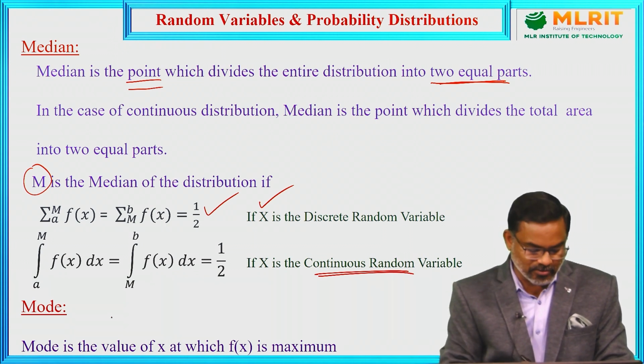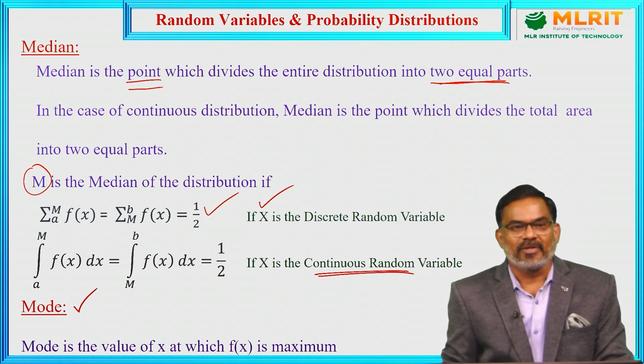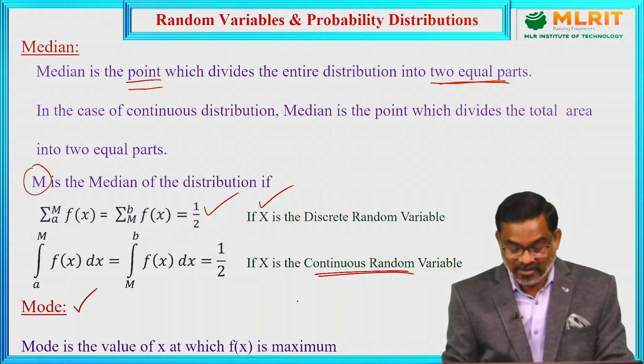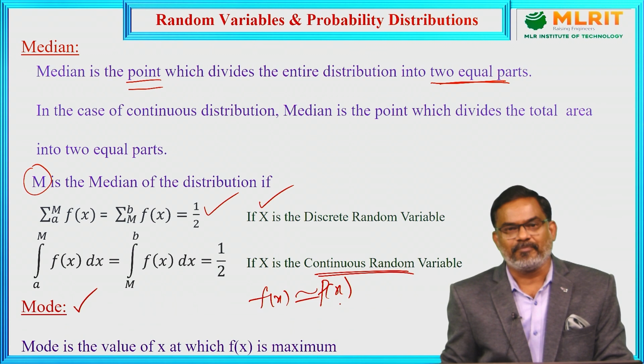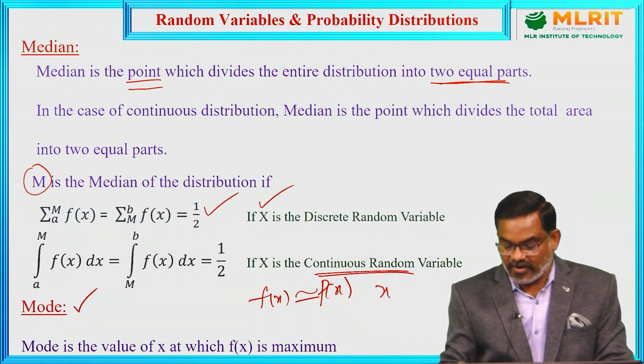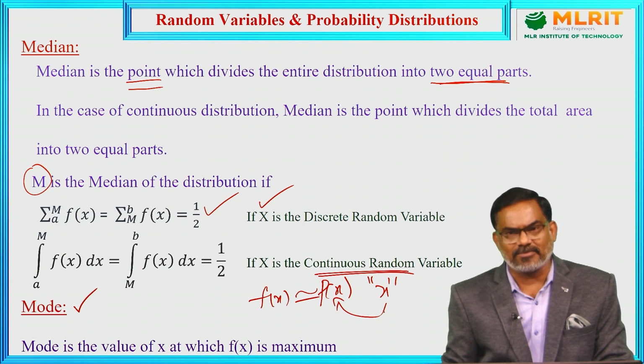Now coming to the next definition, mode. Mode is the value of x at which f of x is maximum. Here f of x is the probability function. So we have to find the value of x at which this probability attains its maximum value. That means the function attains its maximum value. So mode is the value of x at which f of x is maximum.